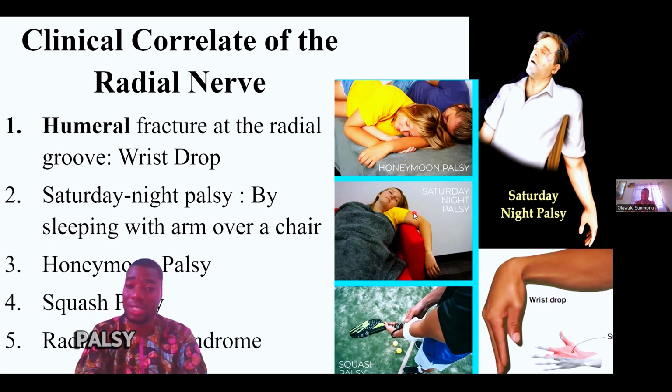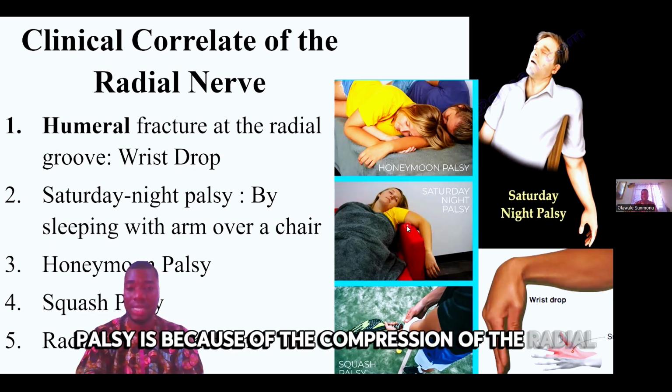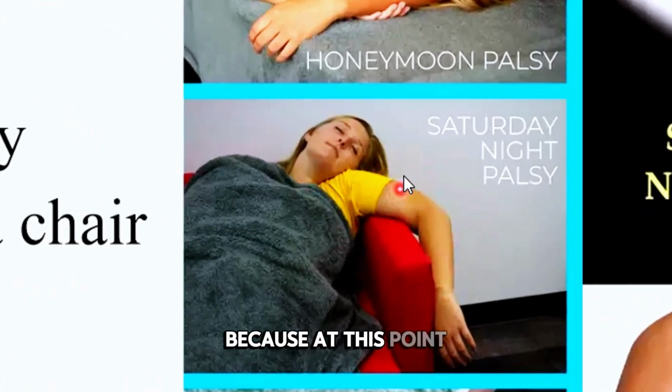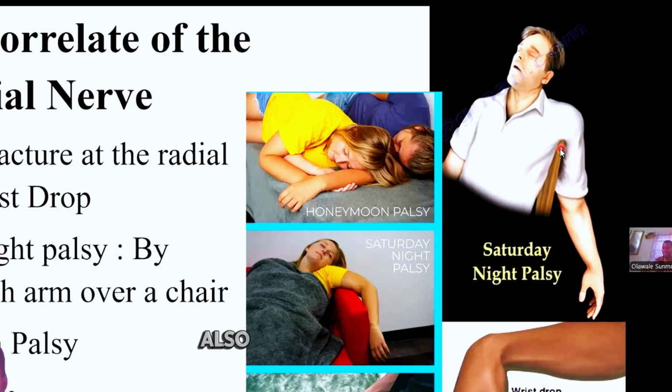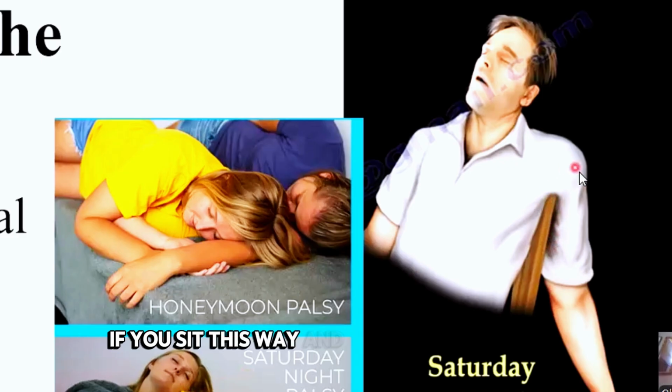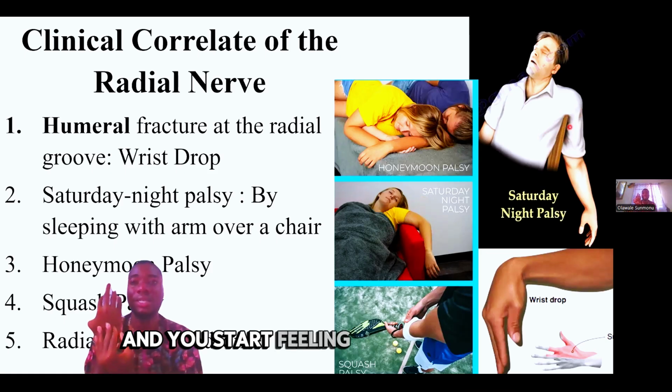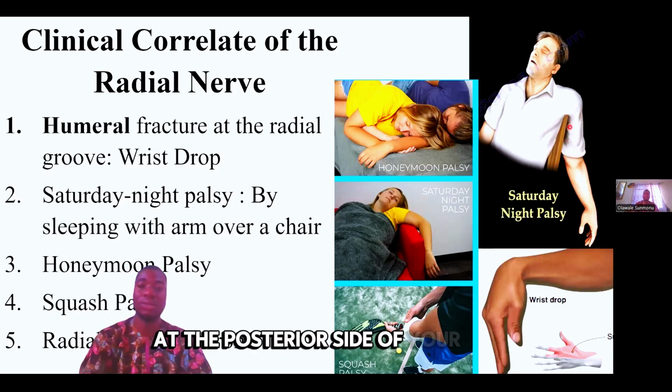But Saturday night palsy is because of the compression of the radial nerve in the mid-humeral shaft, because at this point, this person is compressing the radial nerve. Also, in this wooden chair, if you sit this way and assume this position, you are going to compress the radial nerve, and you start feeling unusual sensation at the posterior side of your hand.